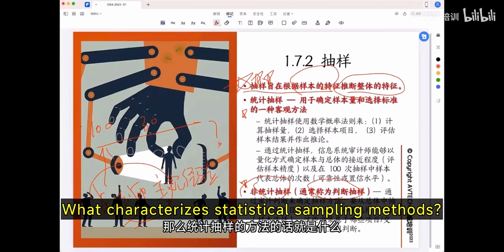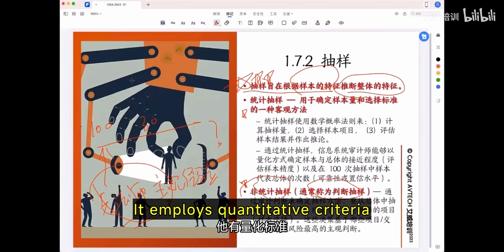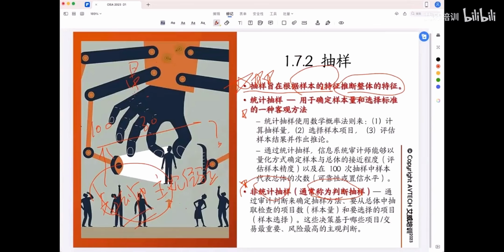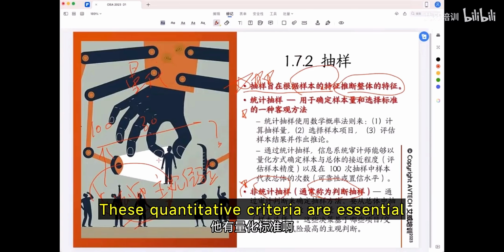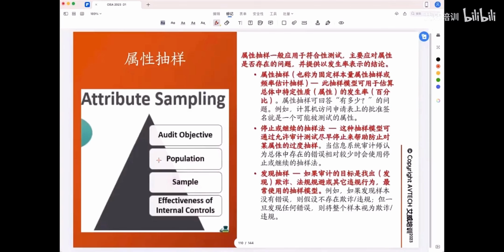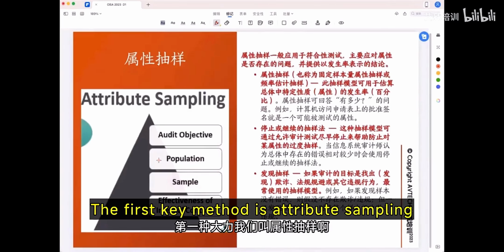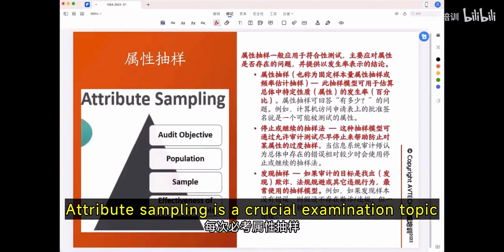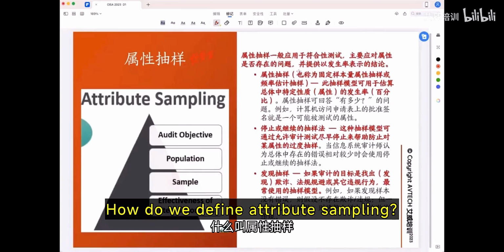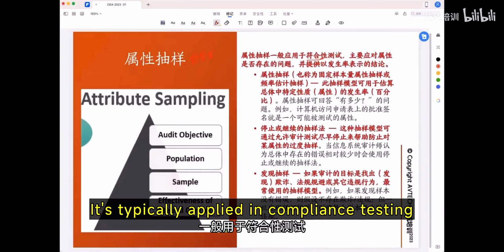What characterizes statistical sampling methods? It employs quantitative criteria. But these quantitative criteria are essential. In the sampling process, the first key method is attribute sampling. Attribute sampling is a crucial examination topic. How do we define attribute sampling? It's typically applied in compliance testing.